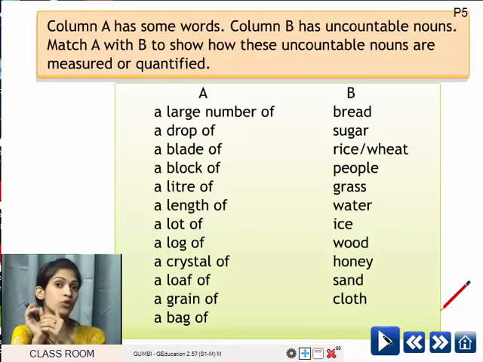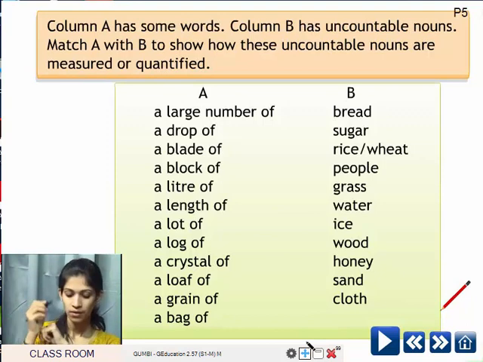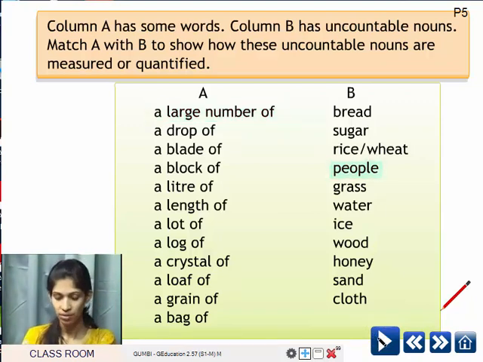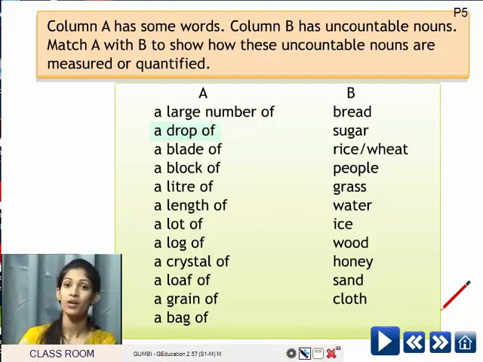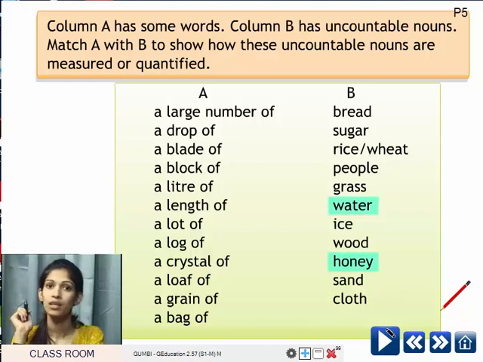Now do the following. Here I have 2 columns. In one column I have some words, and in another column there are some uncountable nouns. You have to match column A with B to show how these uncountable nouns are measured or quantified. One I will show how to do. So a large number of, correct, a large number of people. Next is a drop of, correct, water, a drop of water, and also a drop of honey.